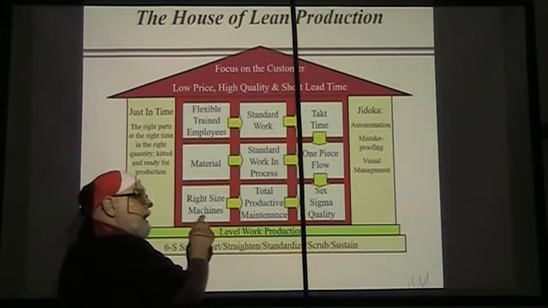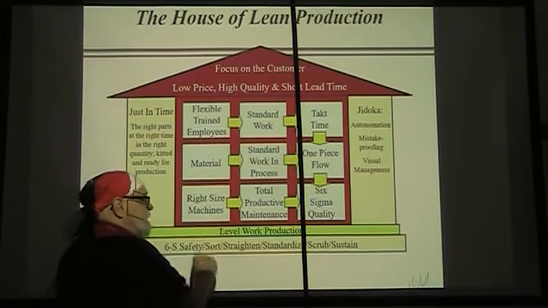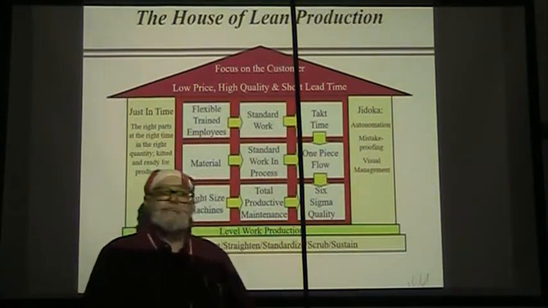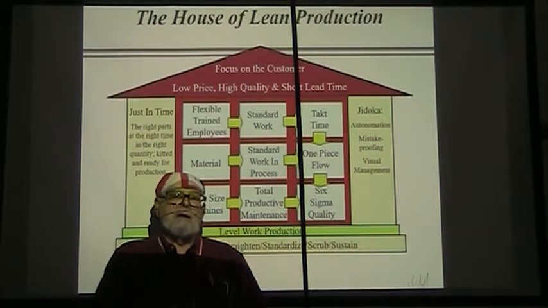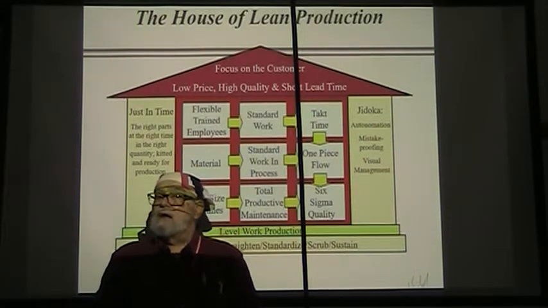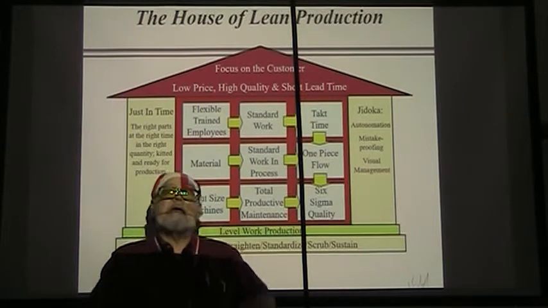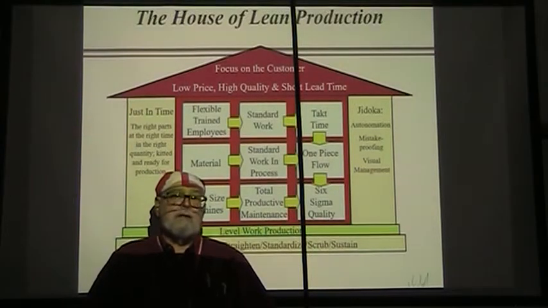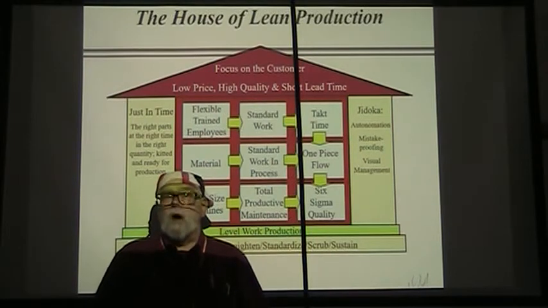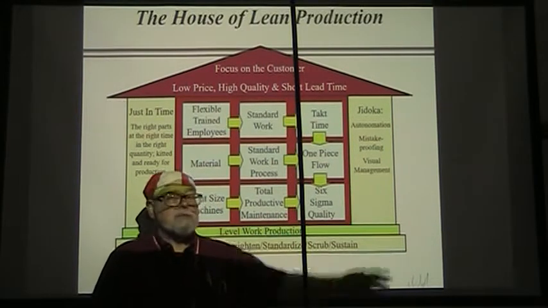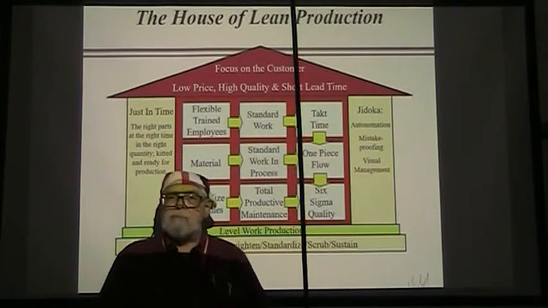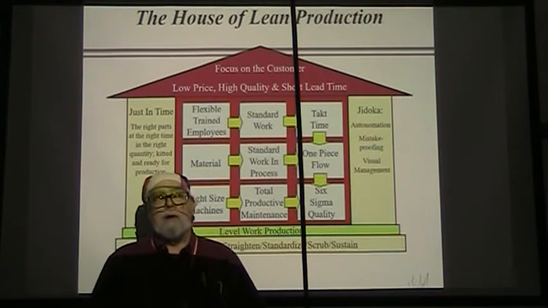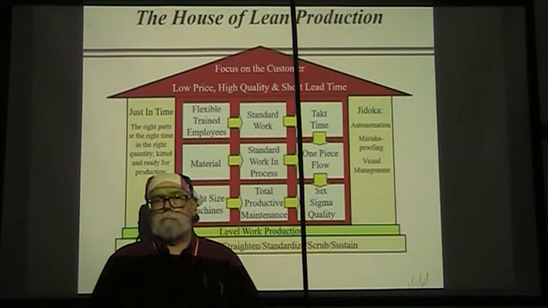On the other hand, we have right-sized machines. How often in industry or in business have you seen a gigantic machine that is way overpowering for what is needed, right? This machine can make 10,000 parts an hour. Well, how many parts an hour do you need? Well, we actually need 20.